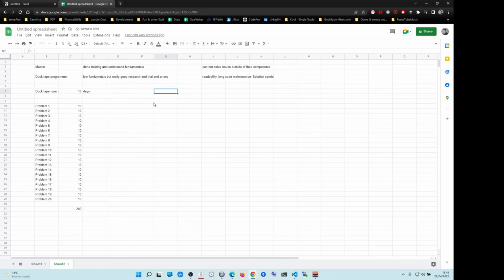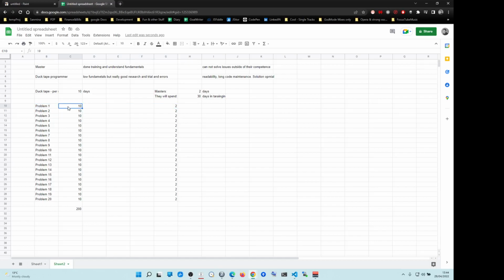Now the masters are going to take probably 1 to 2 days, say 1.5 days per solution, because to them nothing is new. I would even go as far as to say maybe half a day, but it's okay, let's do 2 days. Let's go super pessimistic. They will spend about 30 days in training, and then they average 2 days per problem. So the time to solve a problem is 2 days.